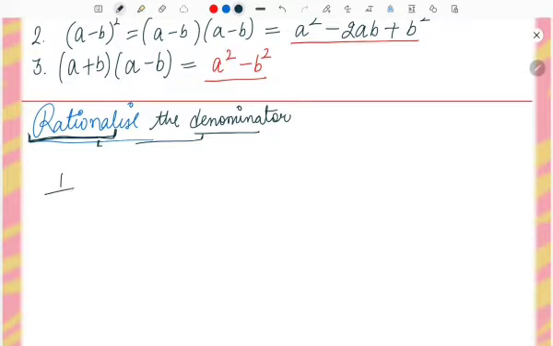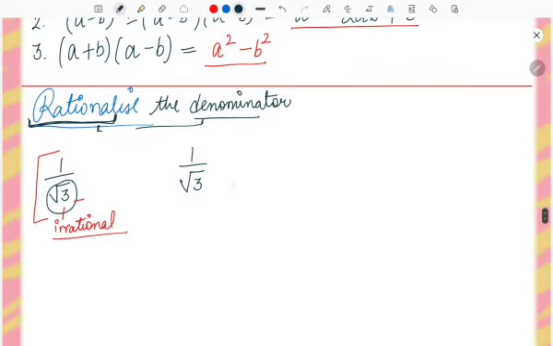For example, I have 1 upon root 3. Right? If I have 1 upon root 3, what is the denominator? Is it rational or is it irrational? The denominator is irrational. Now in this case, I am going to rationalize the denominator. How do you rationalize? I have to somehow make this irrational number, the denominator, a rational number. How will we do this? What we'll do is, we are going to write 1 upon root 3.